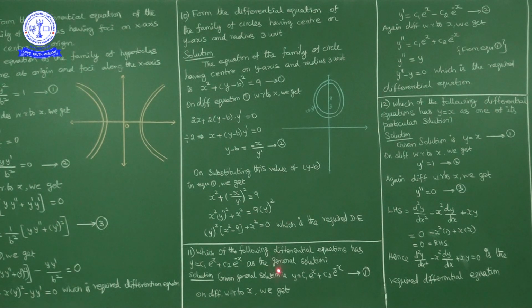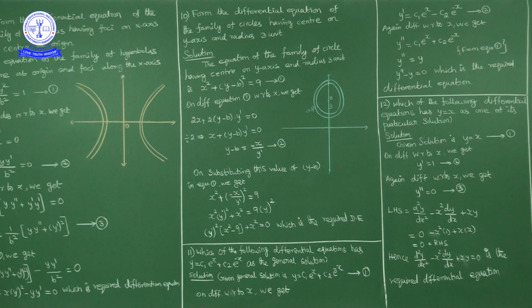Now the given family of curves is y is equal to c1 e power x plus c2 e power minus x. Now differentiate with respect to x, so what will we get? y dash is equal to c1 into e power x, derivative of e power x is e power x only, plus c2 into e power minus x, derivative minus e power minus x. So y dash is equal to c1 e power x minus c2 e power minus x.